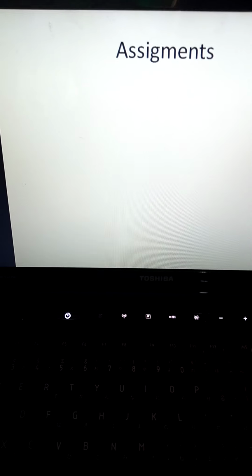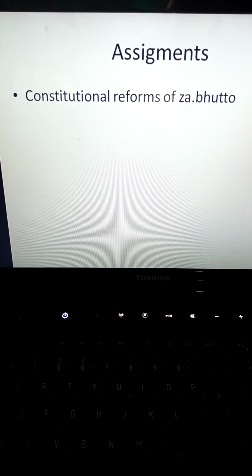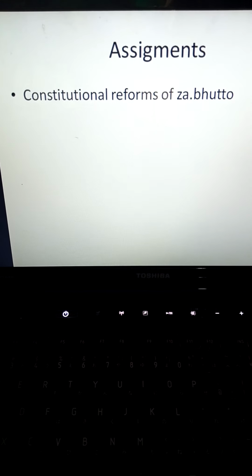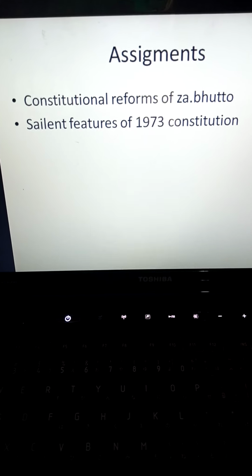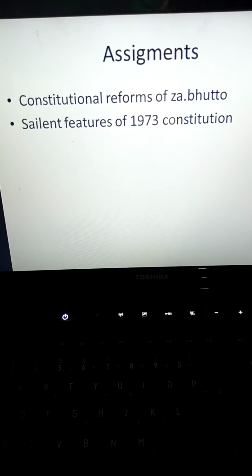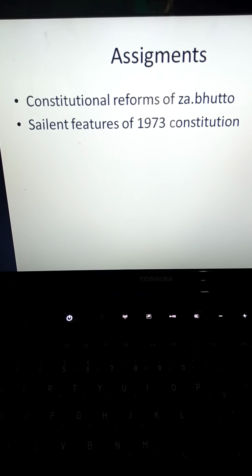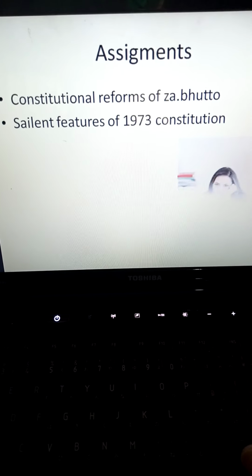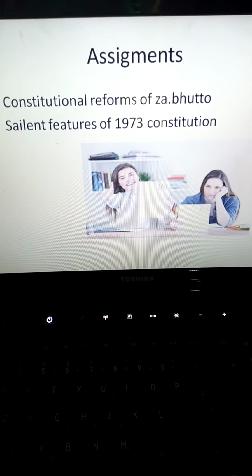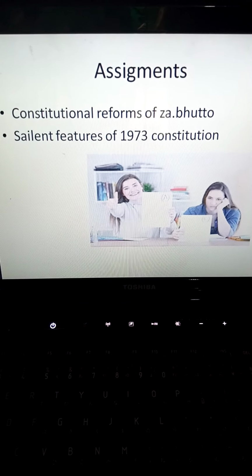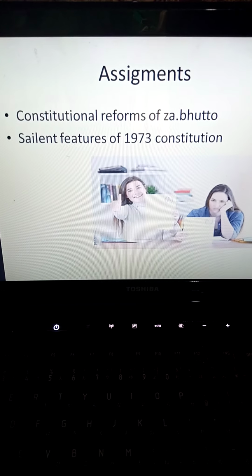Now it's time for the assignments. Constitutional reforms of Z.A. Bhutto. You have read about the constitution. I have explained the constitutional reforms and the points. Then salient features of the 1973 constitution. All these points that we have discussed are the salient features of the 1973 constitution, and that is the picture relevant to your assignment. You have to attempt your assignments in your registers and notebooks. Then you will submit your assignments for checking.